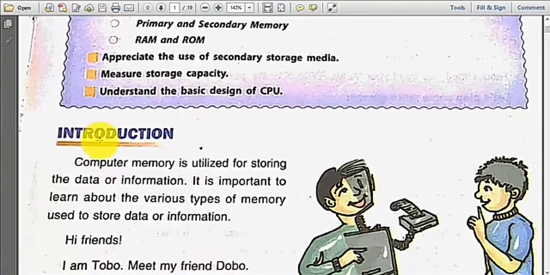Next, introduction. Computer memory is utilized for storing data or information. Computer memory is used to store data or information. Very first thing I would like to tell you is what is data or information. So see children, data means simply what are the things you are getting.